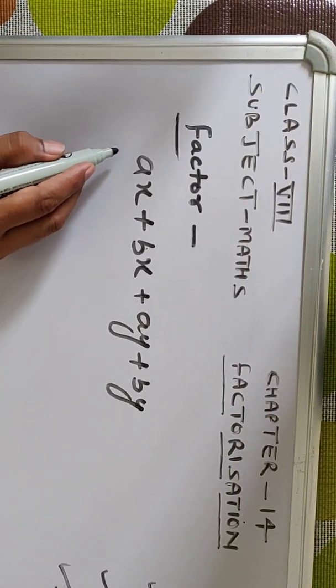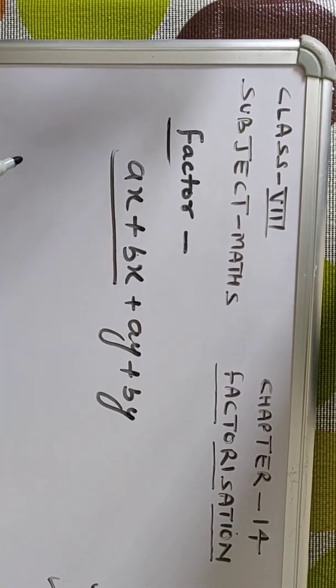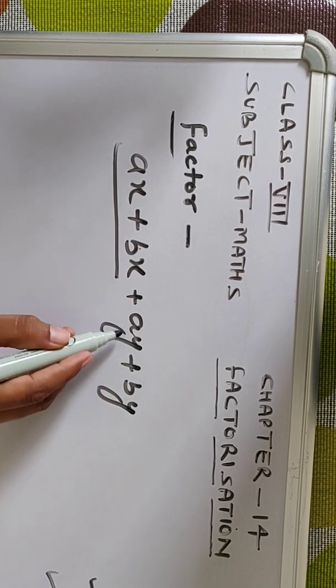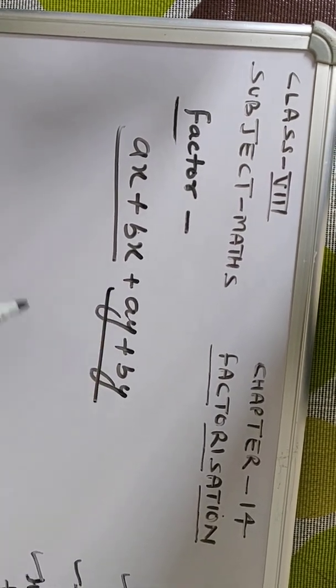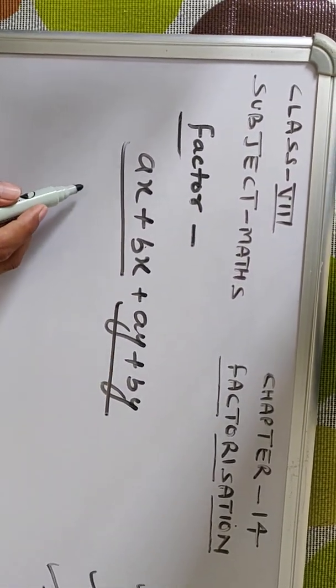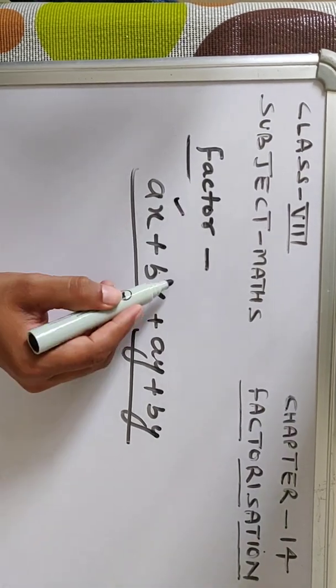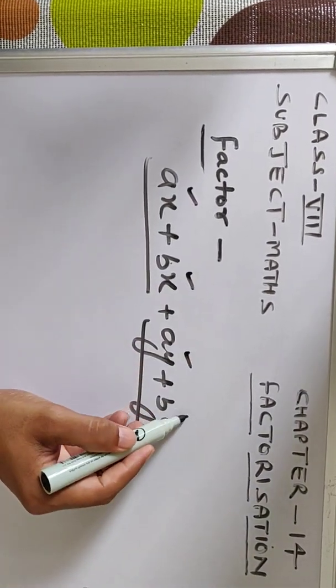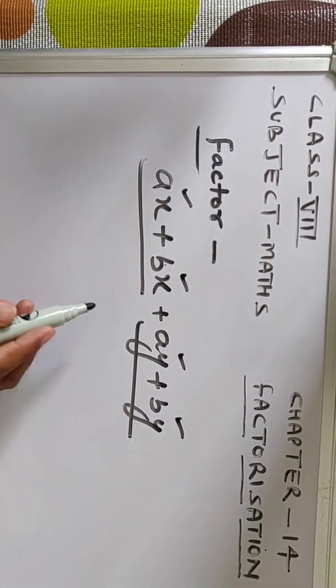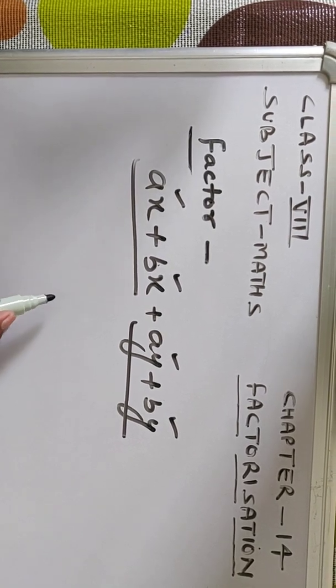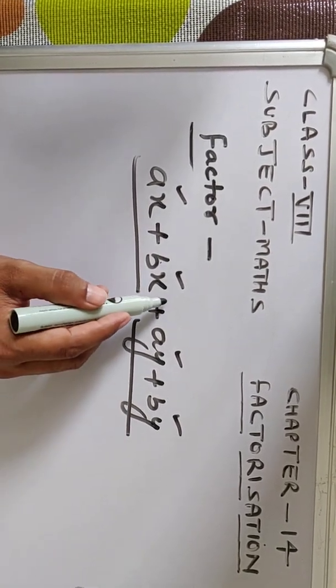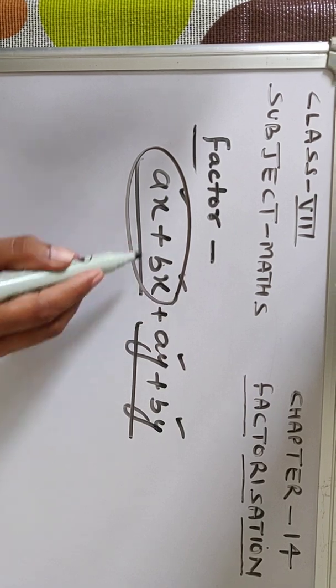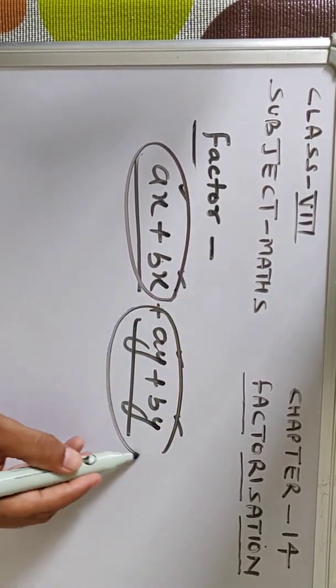Okay students, take one more example. Ax plus bx plus ay plus by. In this expression there are 4 terms: first, second, third and fourth. How to factorize this kind of expression? First make the groups. This is the first group and this is the second group.